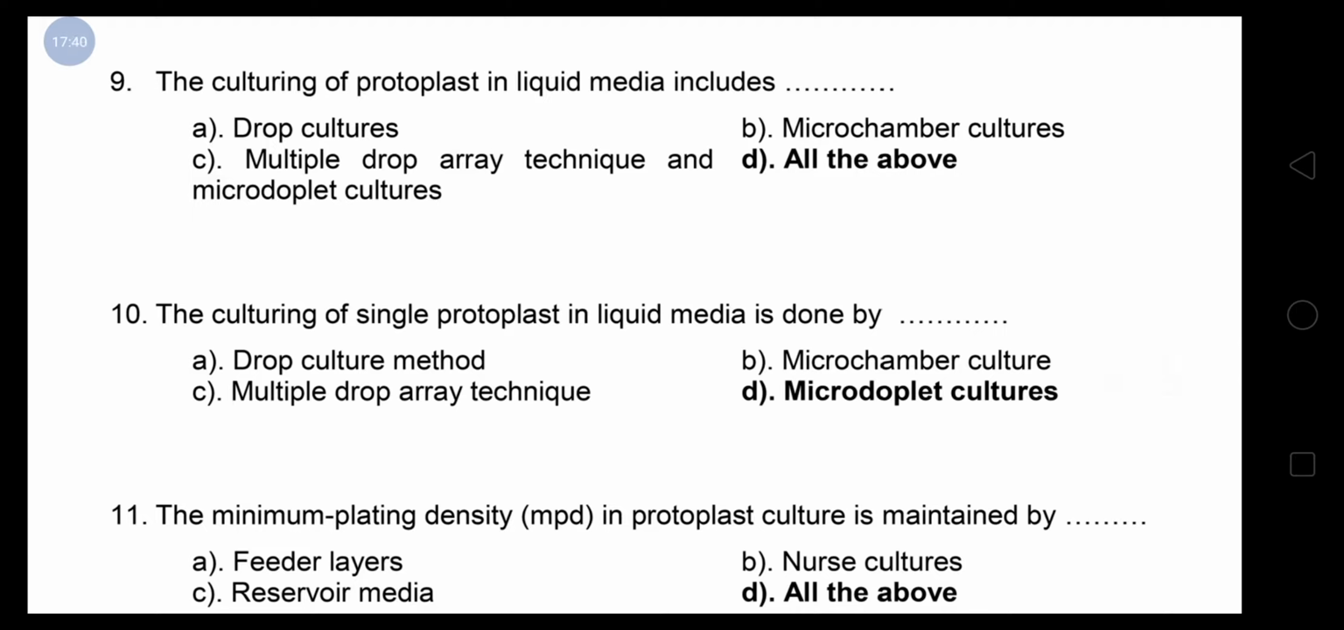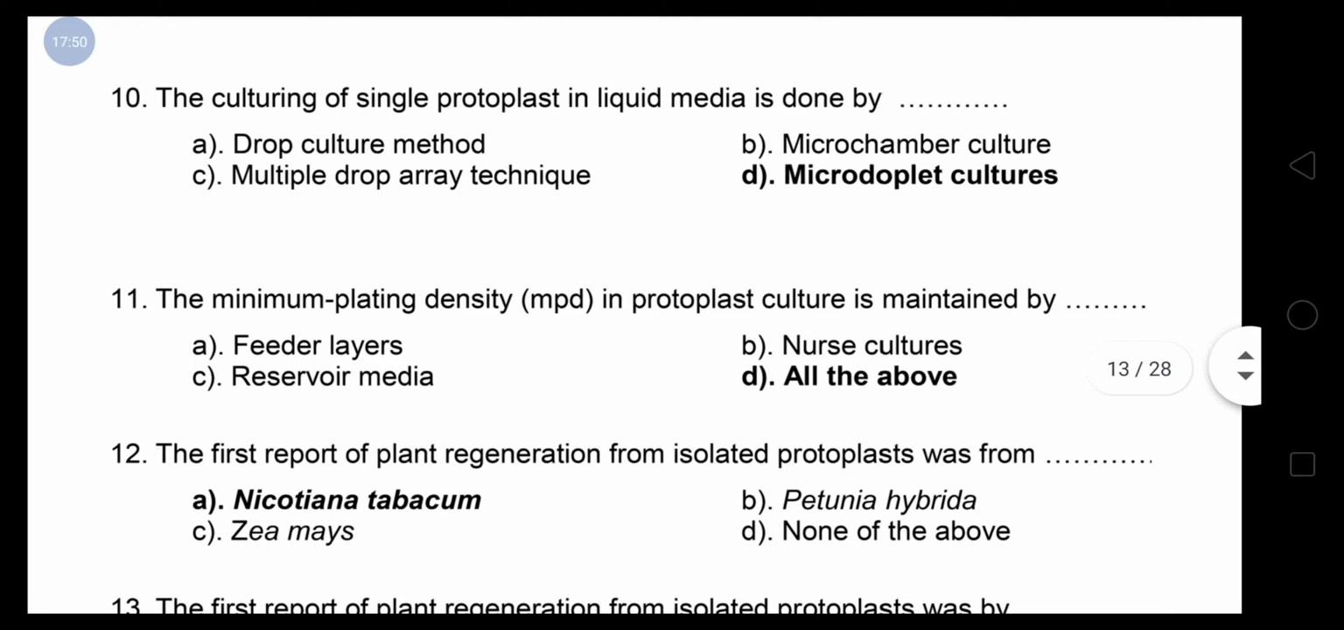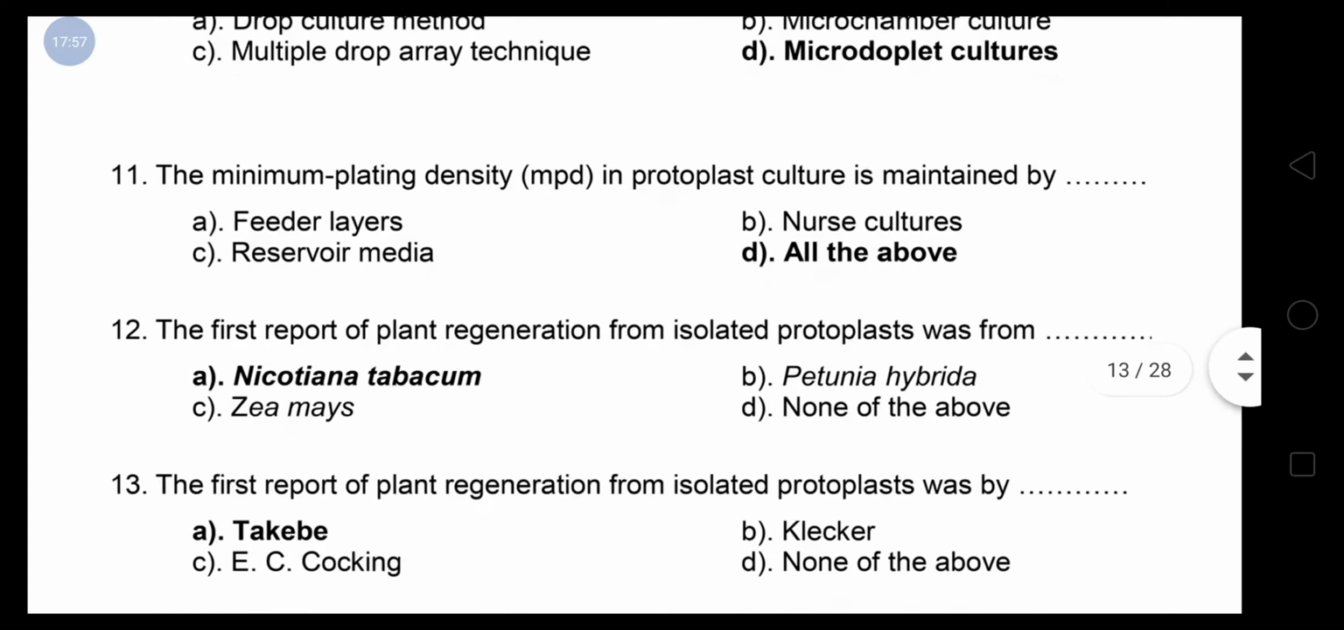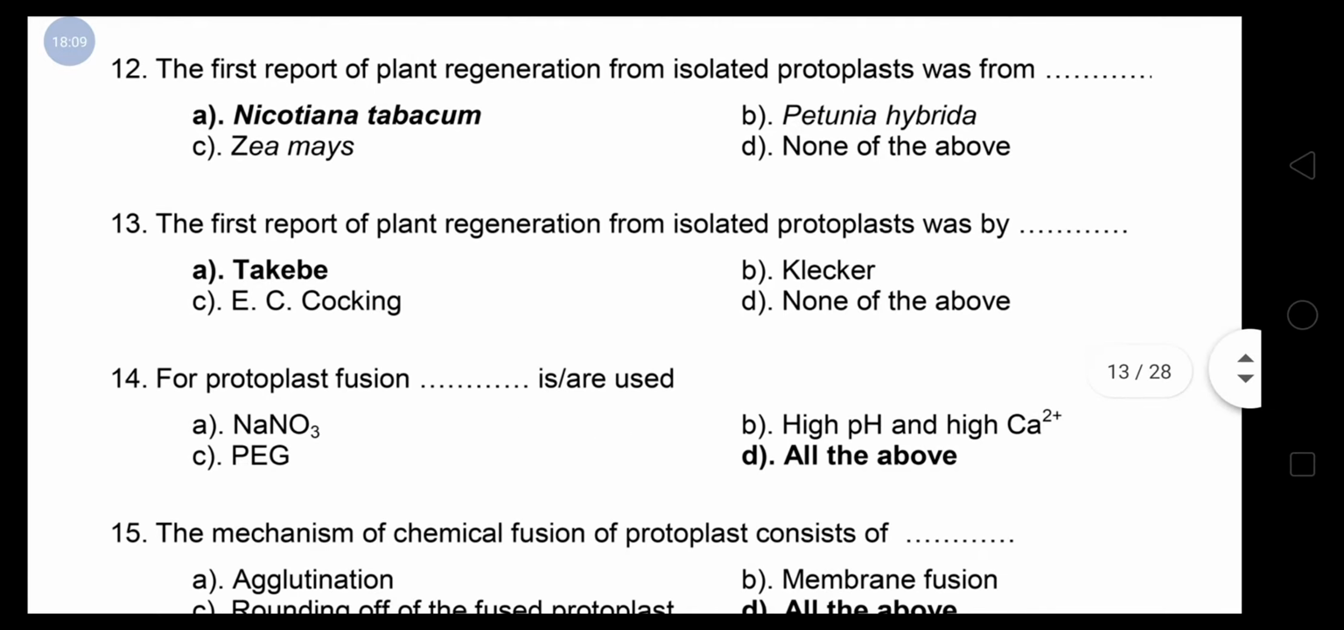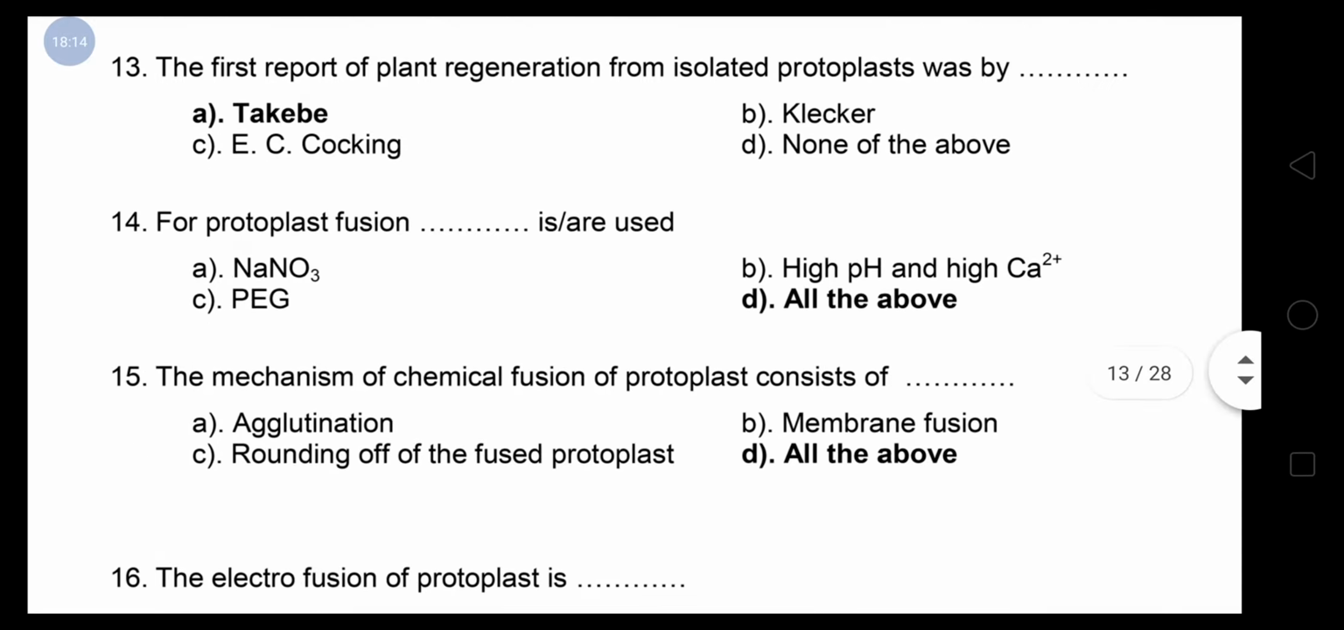Culturing of protoplasts in liquid media includes drop culture, microchamber culture, then multiple drop array technique and microdroplet culture. Culturing of single protoplast in liquid media is done by microdroplet culture. Minimum planting density, commonly called MPD, in protoplast culture is maintained by feeder layer, nurse culture and reservoir media. The first report of plant regeneration from isolated protoplasts was from Nicotiana tabacum.